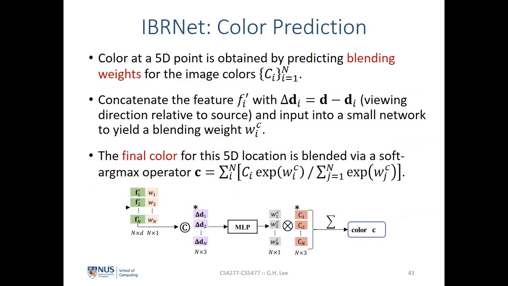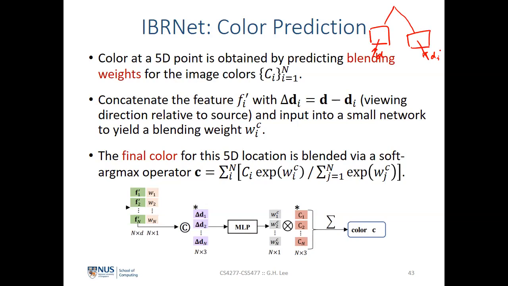And finally, the color prediction here would be, because you have the weights here, what we will do is concatenate the feature F with delta DI. Delta DI is simply the viewing direction. So you have a source view and a target view. This direction here is D. Then from another view, you are looking at that point, and this direction here would be DI. So I'm going to take the delta between these two views and concatenate it with this feature over here.